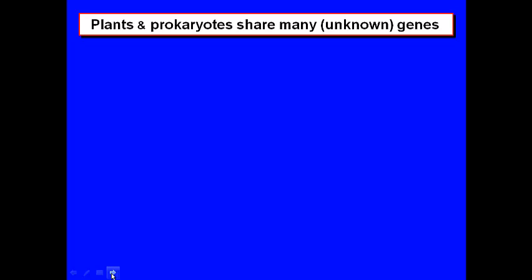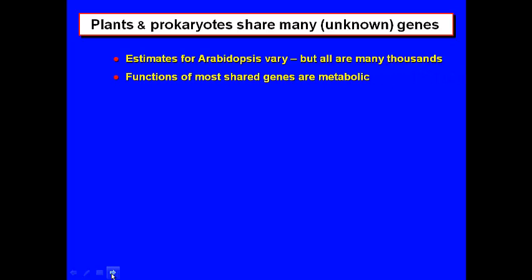Plants, and I could really say eukaryotes as well, and prokaryotes share a lot of genes, including many of the unknown ones. And specifically for plants, there have been various estimates made for the model plant Arabidopsis of how many genes in Arabidopsis are shared with prokaryotes, but all the estimates agree that there are many thousands. And an important point is that most of the shared genes between eukaryotes and prokaryotes are metabolic in the broad sense of the word. That would include replication, transcription, translation, DNA replication, as well as small molecule metabolism.